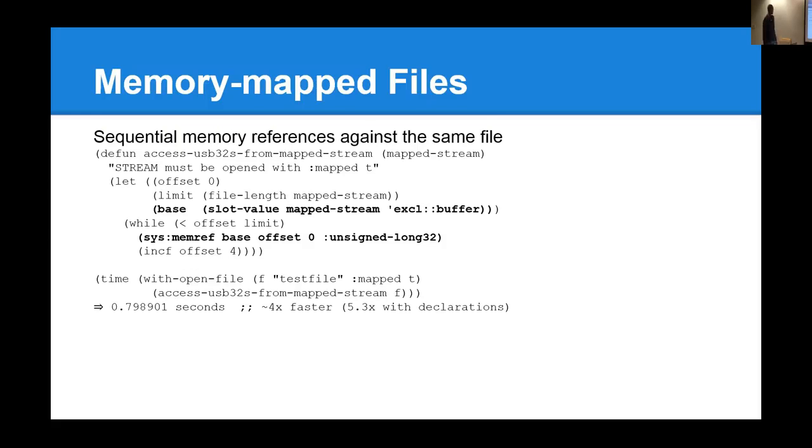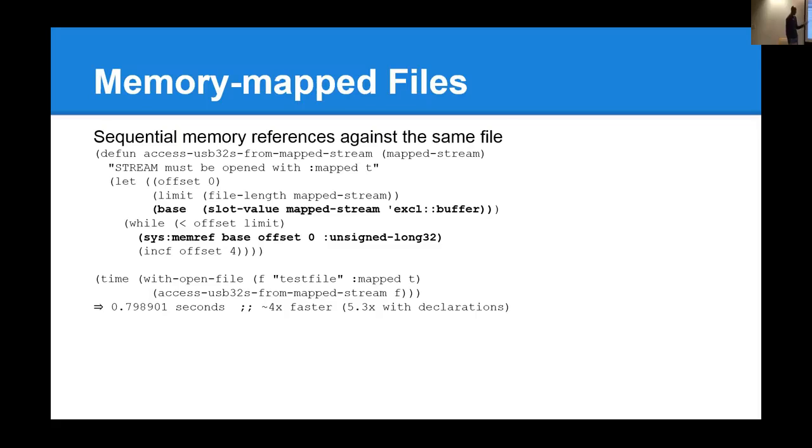If we memory map the file instead, the way we do that is to open the file, but we say map to T. We get a stream back, and one of the slots of that stream is the buffer. The buffer slot tells us where it got mapped into memory. So we asked the operating system to map a file for us. The operating system said, yes, I mapped it here. So now we can access the bytes there. The way we do that is to use an internal function in Allegro CL called memref. With memref, you give it an address, you give it some offsets, you tell it what element type you're accessing, and it'll give you the bytes back. So we're saying, I'd like to reference an unsigned long at the base address plus the offset.